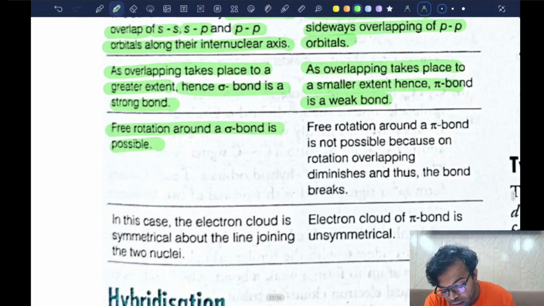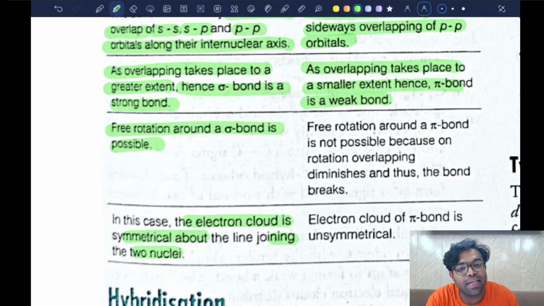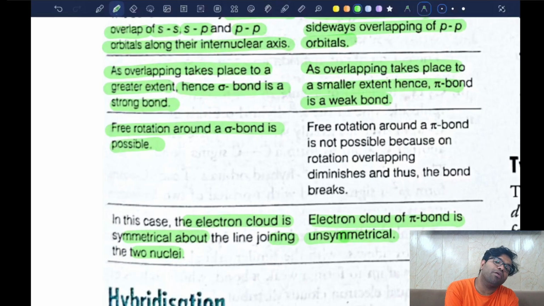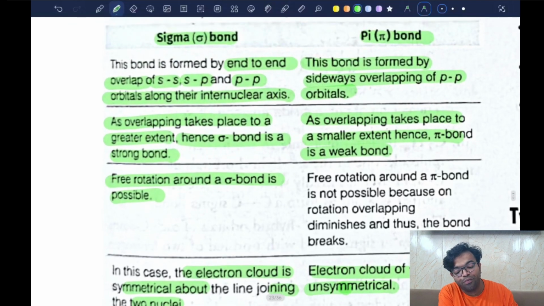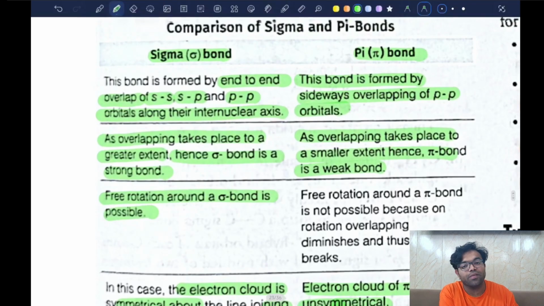Okay, next. In the sigma bond, the electron cloud is symmetrical about the line joining the two nuclei. And in the case of the pi bond, the electron cloud is unsymmetrical. Okay, symmetric and unsymmetric. So, what are the various differences between the sigma and the pi bond? In the case of a sigma bond, you can have an overlap between the s-s orbitals, s-p orbitals, and p-p orbitals. Whereas in the case of a pi bond, you can only have an overlap between p-p orbitals.